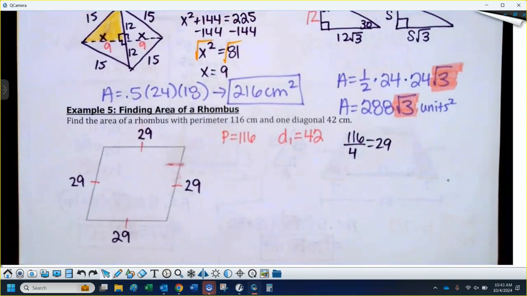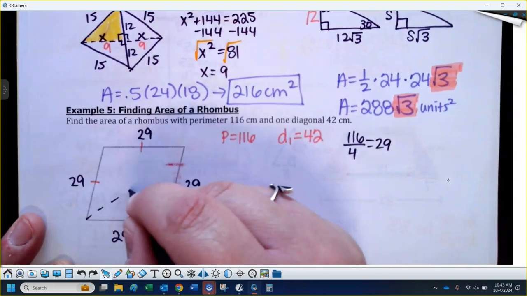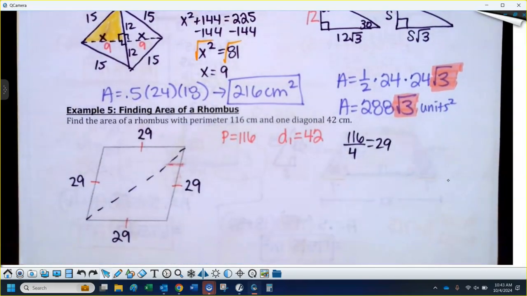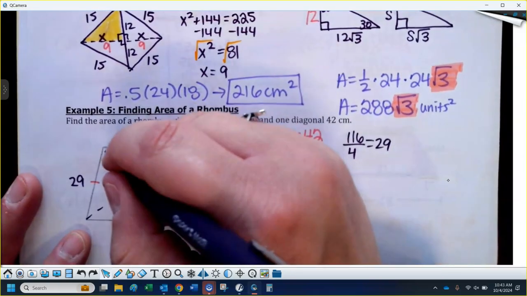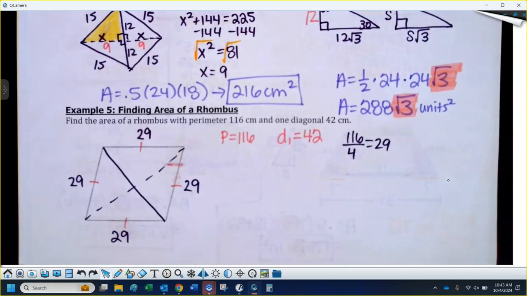All right, now, it totally doesn't matter where you draw this. I'm going to draw in one of the diagonals, kind of best I can. A diagonal connects two non-consecutive vertices. And I have another diagonal. I'm going to do both of those in there because we'll need both to do the area.